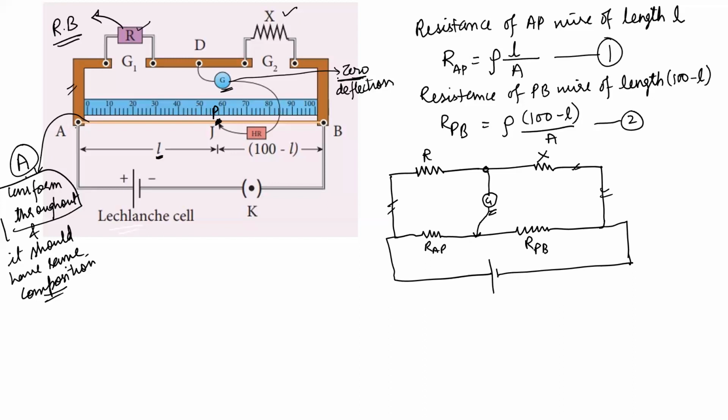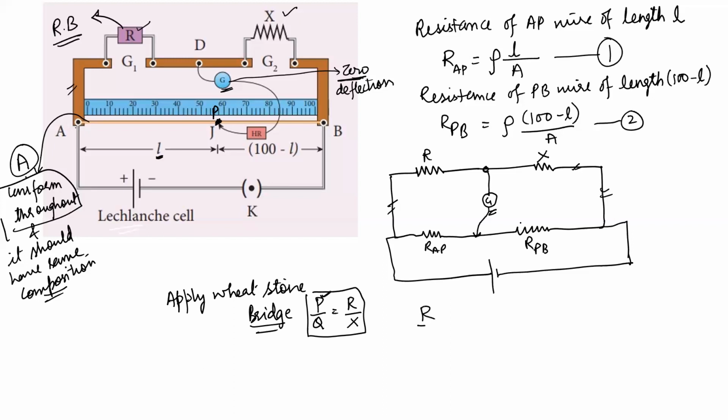So what we can do is apply the Wheatstone bridge. While applying the Wheatstone bridge, the condition P by Q is equal to R by X was the only condition which we had studied. So in place of P, here we are having R. In place of Q, we are having X. In place of R, we are having RAP. And in place of X, we are having RPB. Here, the unknown resistance is X for us.